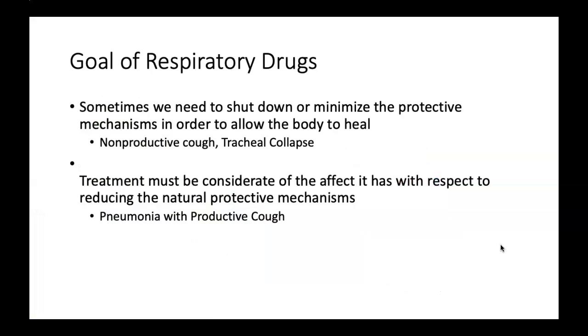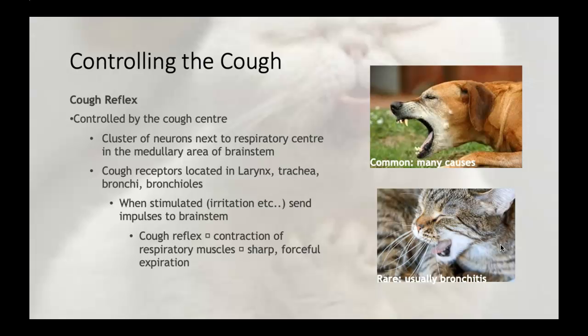So we'll start to look at some respiratory drugs. And of course, to start that, we need to know the goal of respiratory drugs. So like I just said, sometimes we need to shut down or minimize the protective mechanisms in order to allow the body to heal. So shutting down that non-productive cough to avoid tracheal collapse. And the treatment has to be considerate of the effect it will have with respect to reducing the natural protective mechanisms as well. So when we're shutting down these protective mechanisms, we still have to think about if it's the right idea to shut them down or do we let them continue. And I'll talk about this when we talk about allowing for a productive cough to help get things out of the body, remove things from the body.